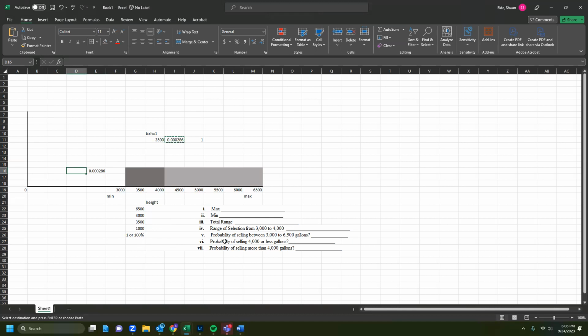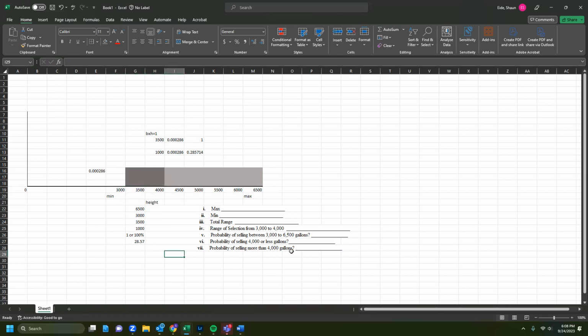Okay. And so the probability of selling 4,000 or less gallons. Well, the height stays the same, but now the base just changed. So now we've got a base of 1,000. We've got a height, and this is still the height. And so equals the base times the height, and that gives us a probability of 28.57. So 28.57 is the probability of selling 4,000 or less gallons. So 4,000 down to 3,000.